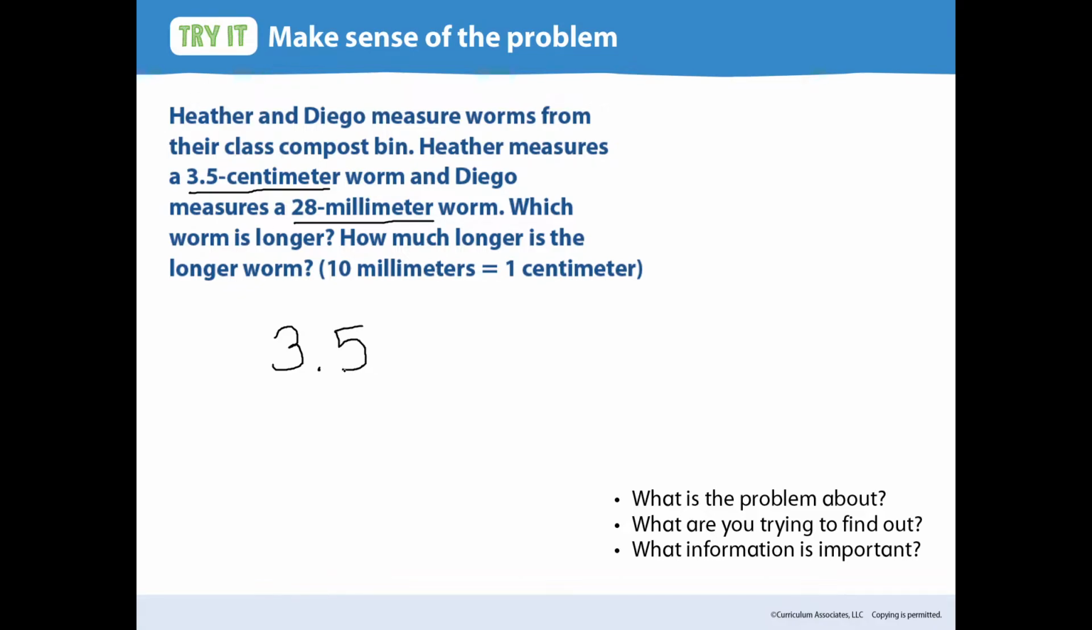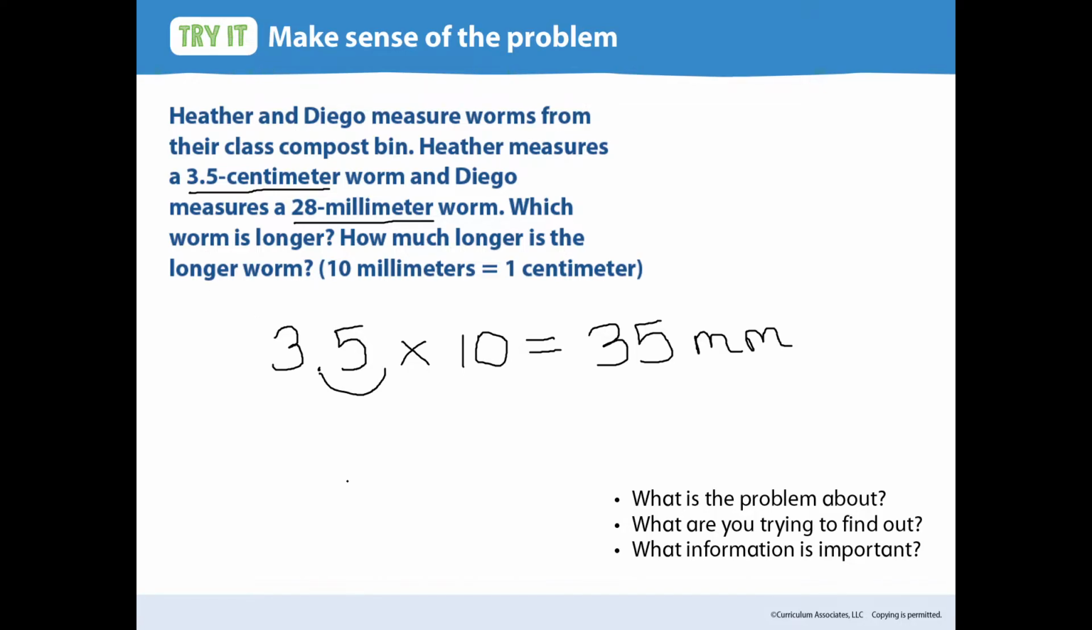3.5 centimeters. There's going to be a larger number of millimeters than centimeters because millimeters are smaller. There are 10 millimeters in every centimeter. So we're going to take 3.5 times 10 to see how many millimeters that is. And times 10, I just move my decimal one place. So 3.5 centimeters is the same as 35 millimeters. And so we see that Heather's worm is 35 millimeters and Diego's worm is 28 millimeters. So that means that Heather's worm is the longer worm.